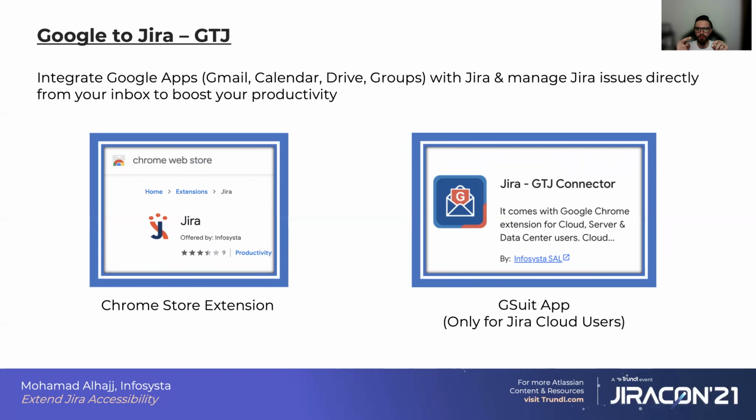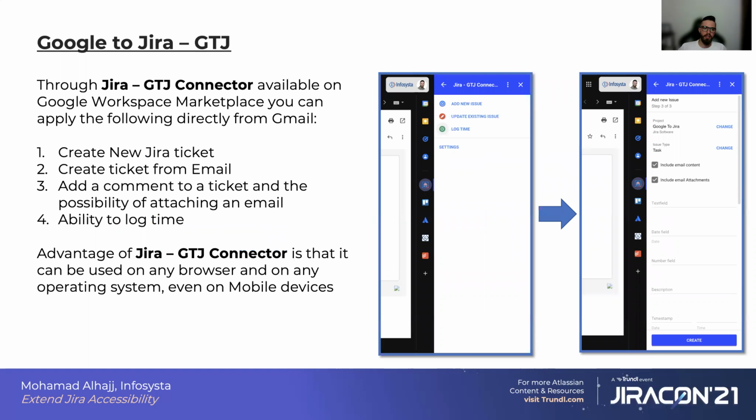For this product, we have two different applications. We have a Chrome extension available on the Chrome store named Jira, and a G Suite application available on G Suite Marketplace named Jira G2J Connector. For the first product, the G Suite product, you will be able to find this application whenever you install it from Google Workspace Marketplace. You will have the G2J icon in the left and the right ribbon. Whenever you click on an email and you click on this icon, you'll be able to create a new ticket as shown in the screenshots.